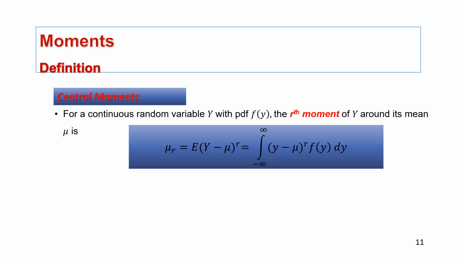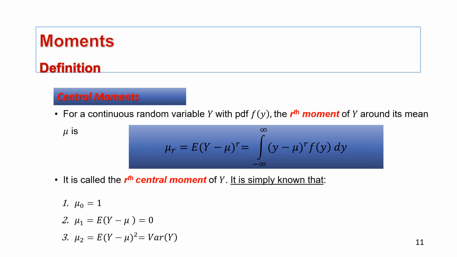Similarly, in the case of discrete random variables, we take the sum over all values of y of y minus mu to the power r times the probability mass function, sorry, in the case of discrete random variables. Here, in the case of continuous random variables, let's replace the sum by the integration from negative infinity to infinity of y minus mu to the power r times the PDF f of y dy.